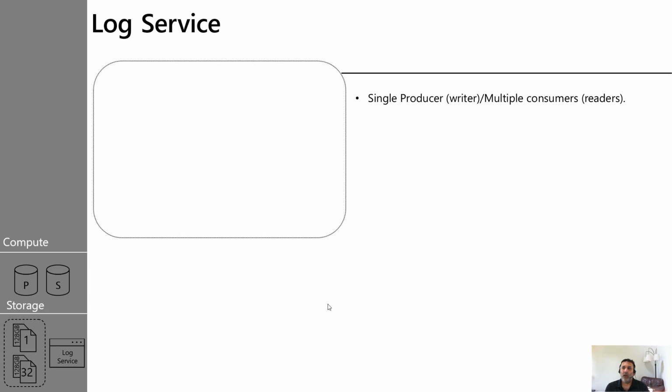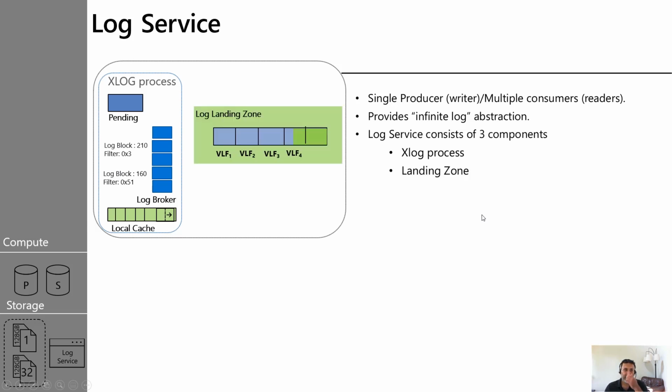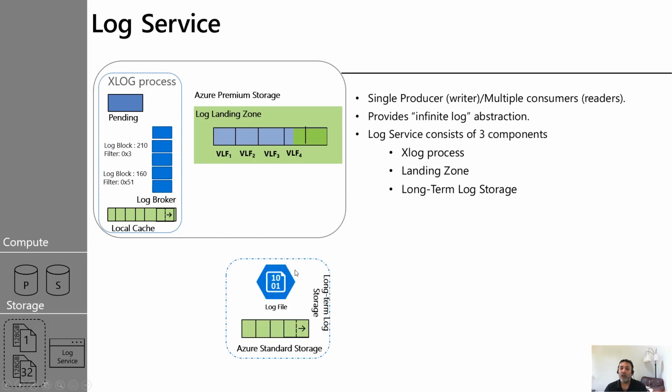Next, let's talk about the log service. The log service is an externalized log service. It's a single writer and multiple consumer or reader model. It provides an infinite log abstraction, so there isn't a limit per se for the log, and it consists of three components primarily. One is the xlog process, and we'll go through this in a bit. The second is a landing zone, which is your durable commit point. The third is long-term storage, which is your overflow destage area for long-term retention of the log.